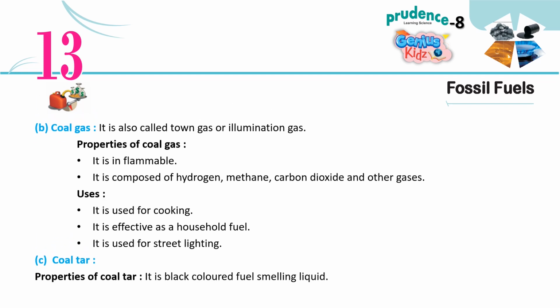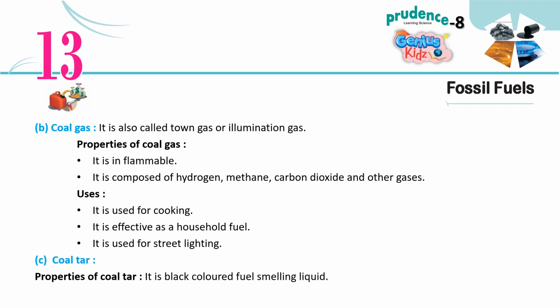B. Coal gas. It is also called town gas or illumination gas. Properties of coal gas. It is inflammable. It is composed of hydrogen, methane, carbon dioxide and other gases. Uses. It is used for cooking. It is effective as a household fuel. It is used for street lighting.